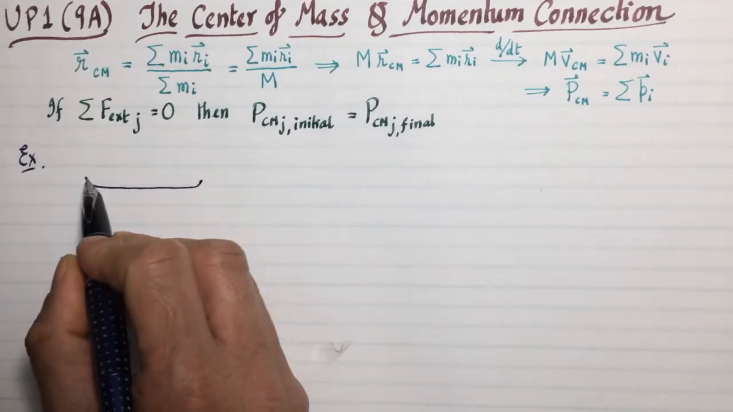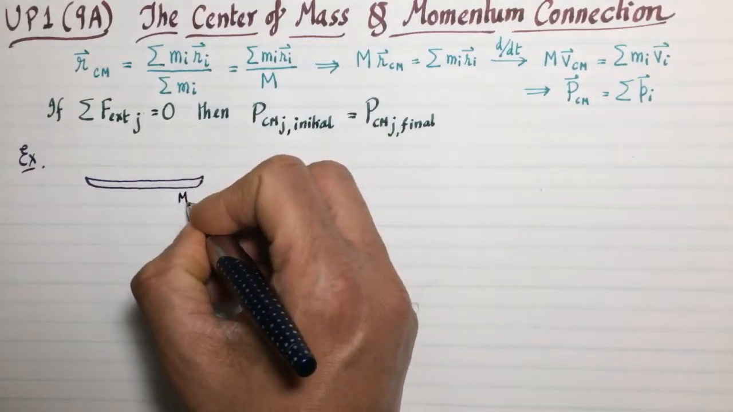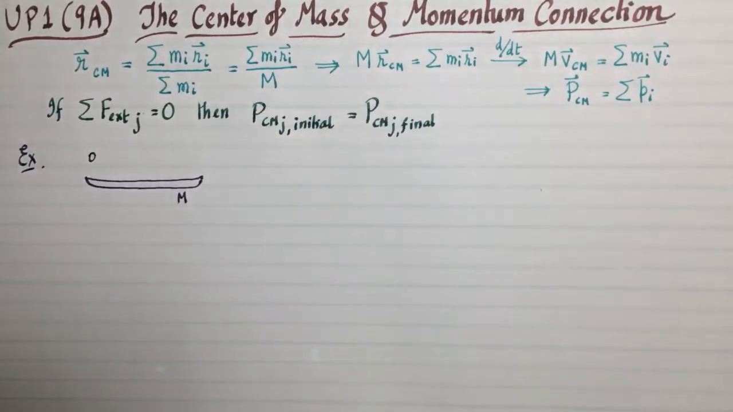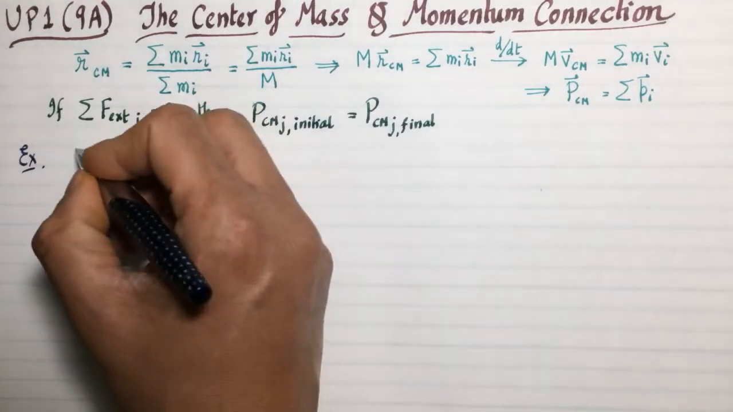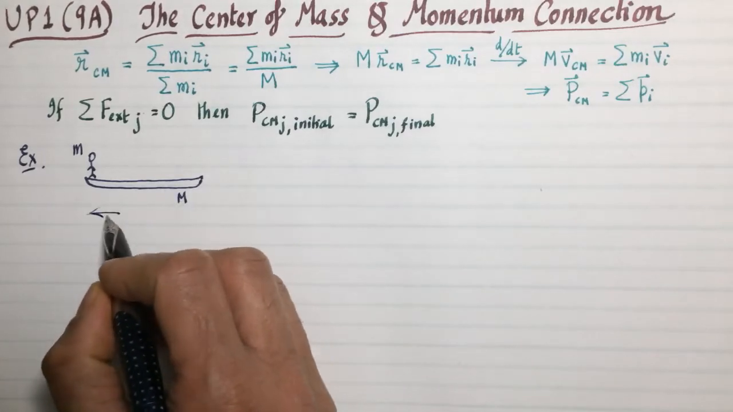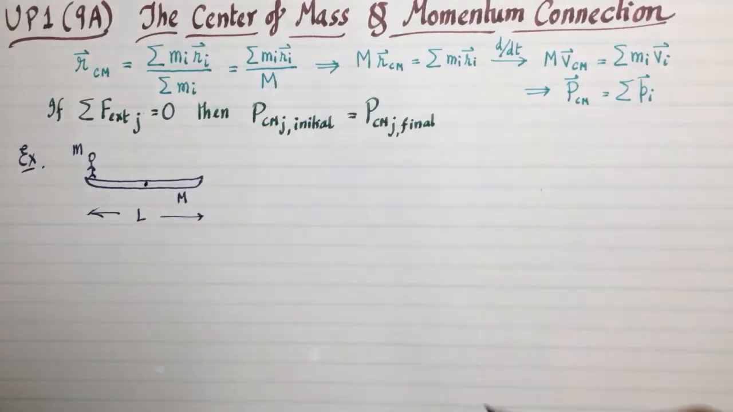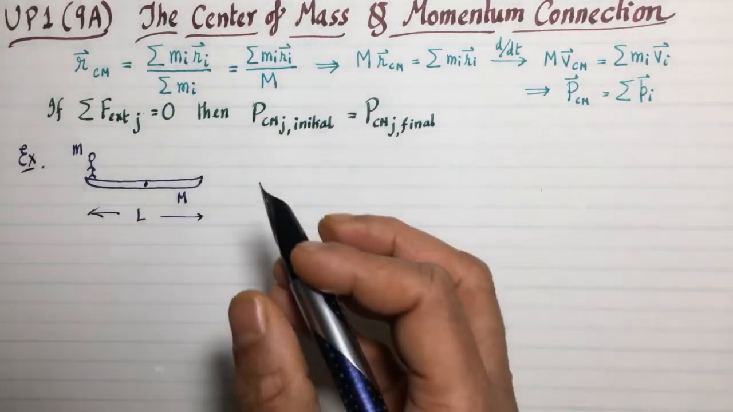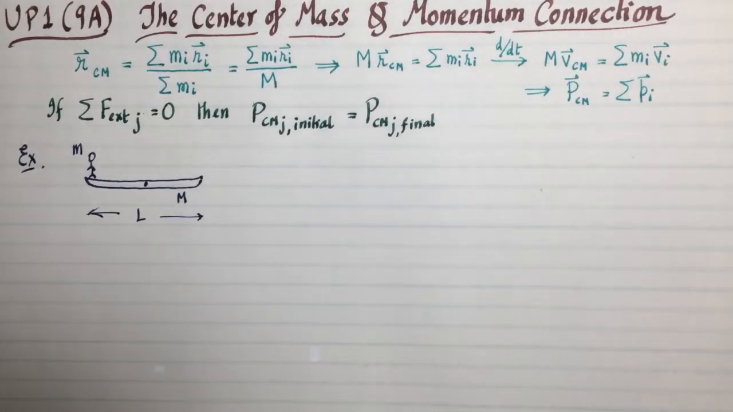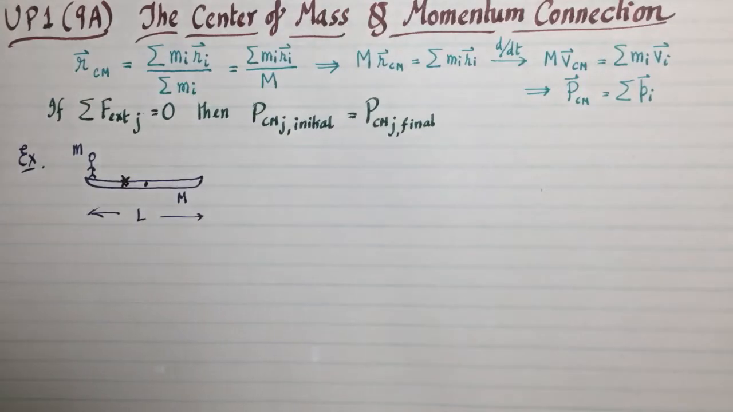So you have a canoe here. Let's call the mass of the canoe capital M, and the mass of the person little m. The length of the canoe is L. The canoe, being uniform, has its center of mass exactly in the middle. So let's assume that the person and the canoe are such that the center of mass of the system is somewhere here, where I put the star symbol.